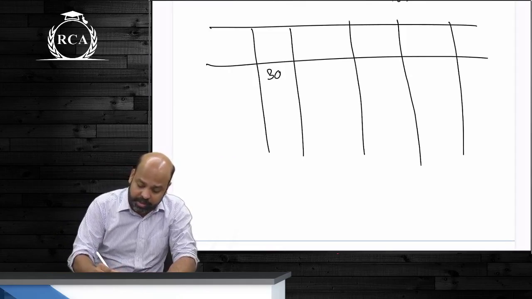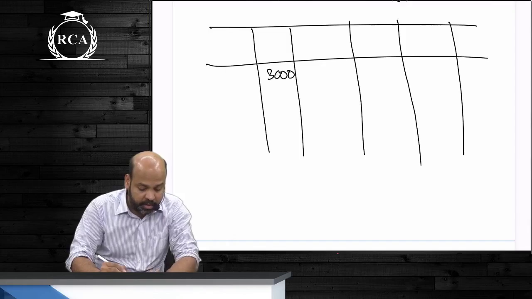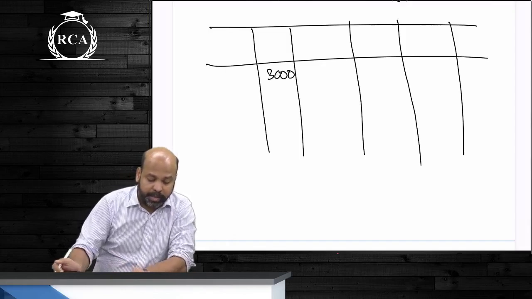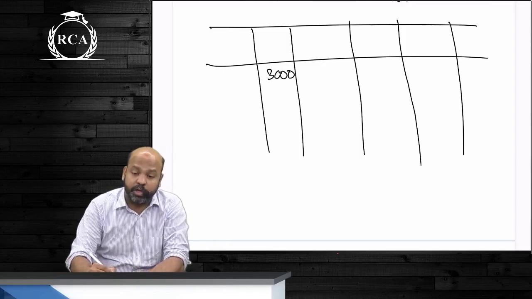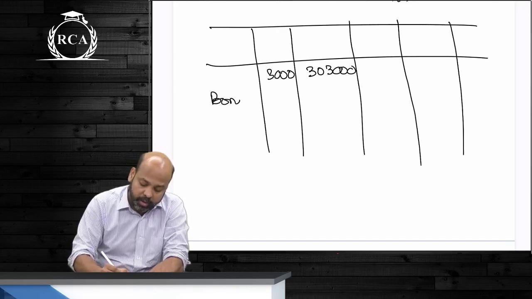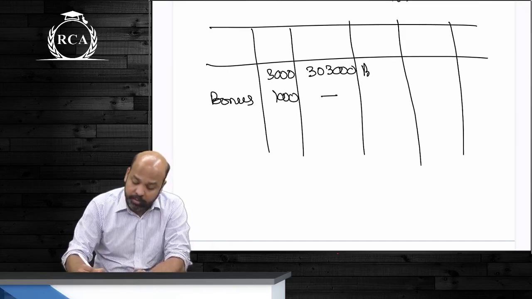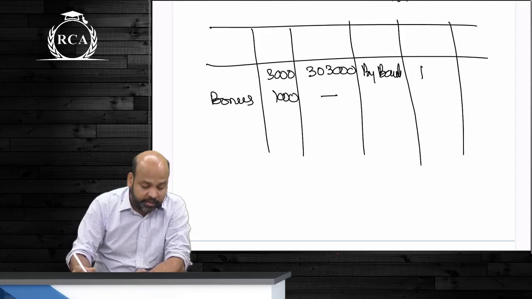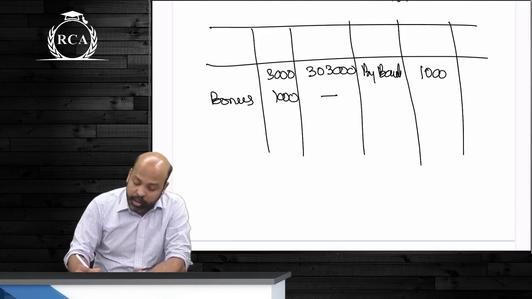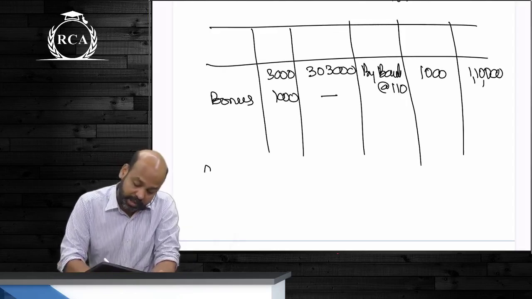How many shares did we purchase? 3,000. At what price did we purchase beta? 100. 100 plus 1%. So 3,000 into 101. 3 lakh 3,000. Bonus कितना आया बेटा अपन को? 1,000 shares. Will you pay anything for bonus? No. Then beta, how many shares did we sell? By bank beta, we sold 1,000 shares. At what price guys? At 110. So that will become 1,10,000. What do you think will be cost of 1,000 shares sold?